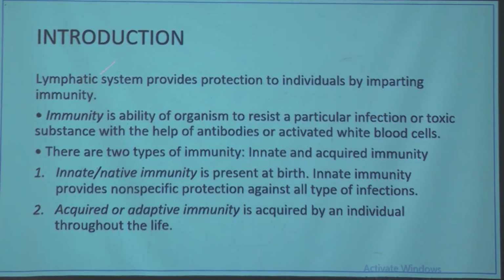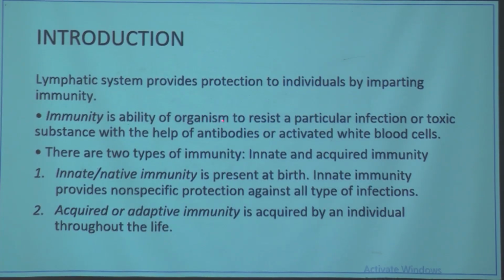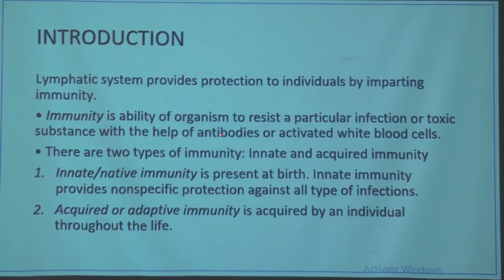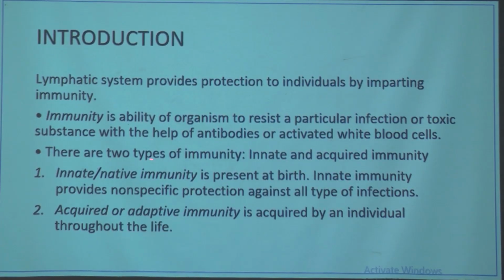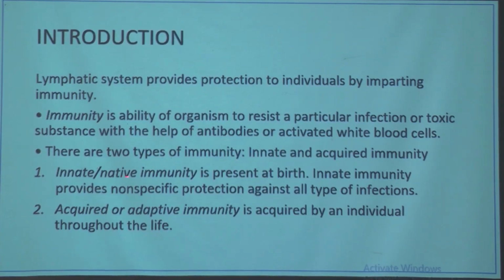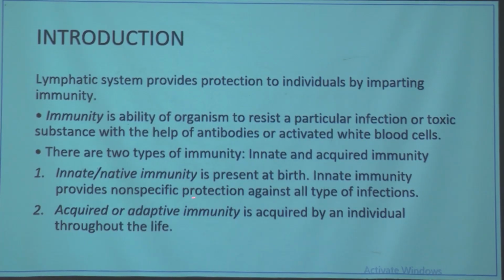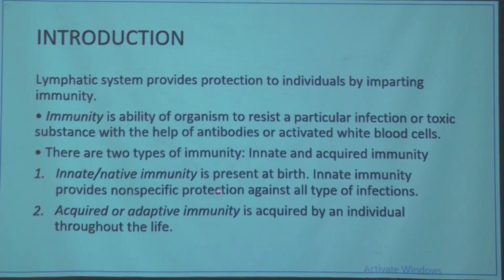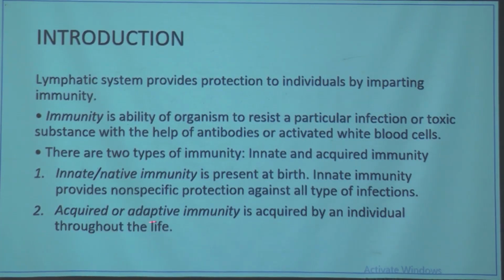Now, the lymphatic system provides protection to individuals by imparting immunity. Immunity is the ability of the organism to resist a particular infection or toxic substance with the help of antibodies or activated white blood cells. There are two types of immunity, innate and acquired immunity. Innate or native immunity is present at birth. Innate immunity provides non-specific protection against all types of infections. Acquired or adaptive immunity is acquired by an individual throughout life.